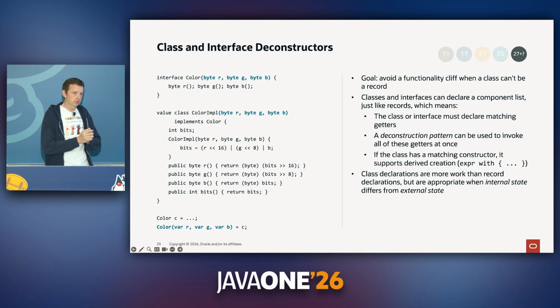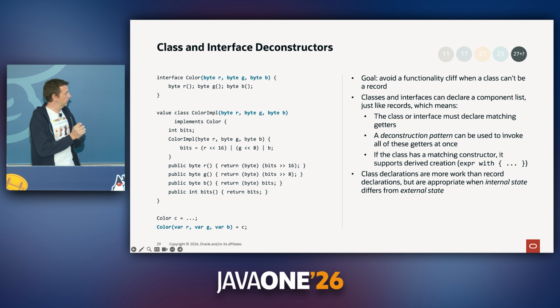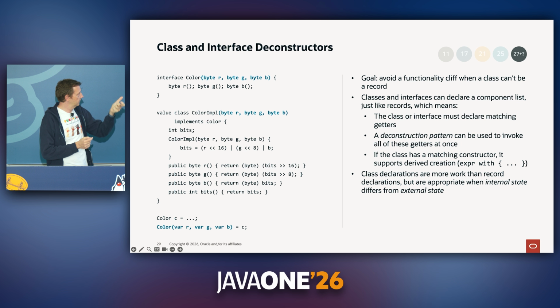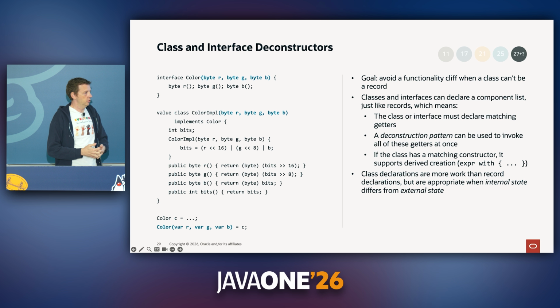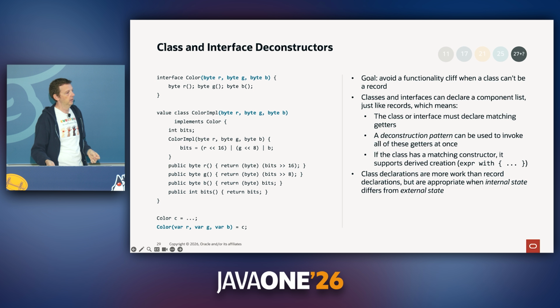If I have a constructor with a matching signature, so in my color_impl class here, I've got 3 components in my header, and then I've got a constructor with those same 3 components. That's all the language needs to know in order to see how to deconstruct, hand that to a derived creation expression, and then reconstruct at the end.